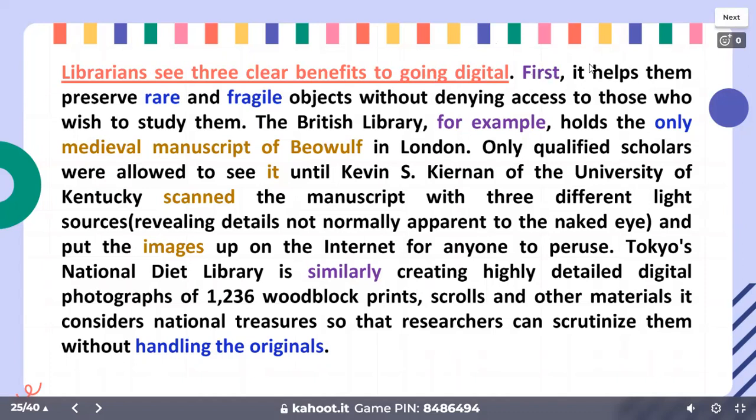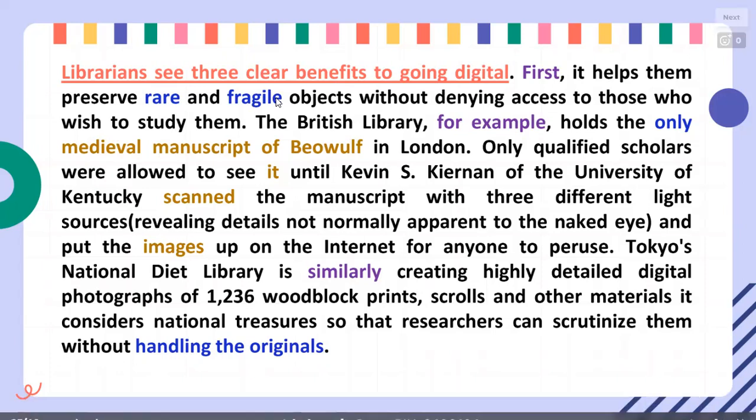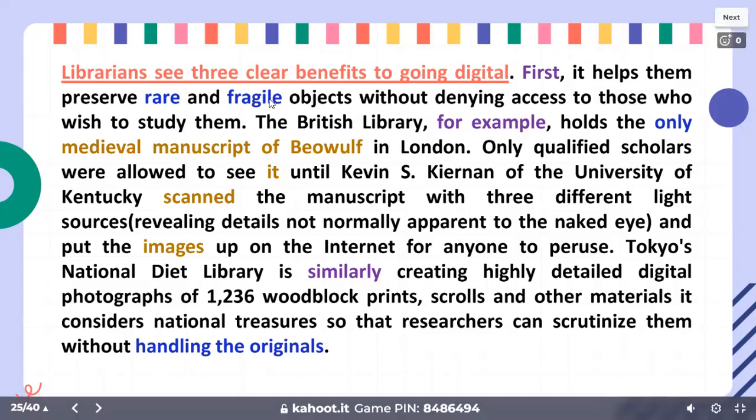First, going digital helps librarians preserve rare and fragile objects without denying access to those who wish to study them. Okay, now this is what you call the major detail. Now, this paragraph will be talking about this. And the writer will tell me how, because here he said it helps them preserve rare.